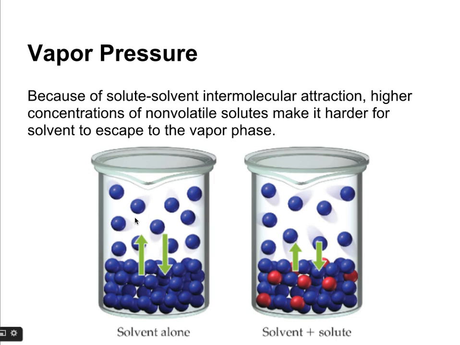So in our pure solvent solution, it's got a certain vapor pressure. We've got 10 or 11 of the blue solvent molecules escaping into the gas phase. But if we add a solute to that, a lot of the blue solvent particles are attracted to the red solute because of intermolecular forces. So that's going to hold more of the solvent in the liquid phase. It's going to prevent more liquid molecules from escaping into the vapor phase.